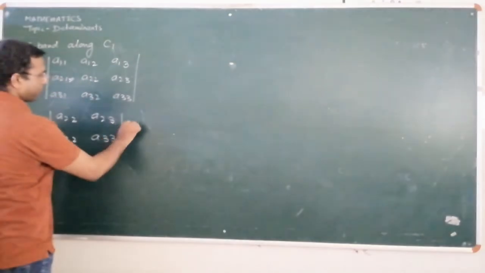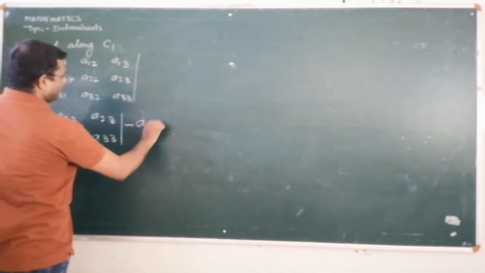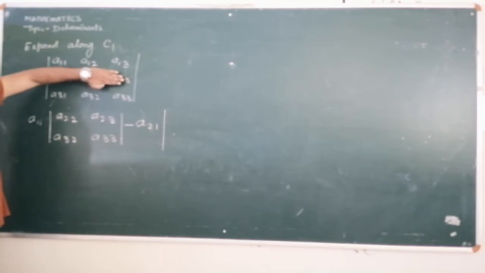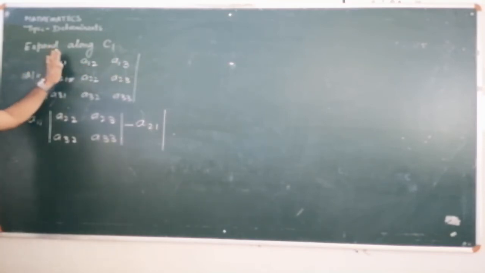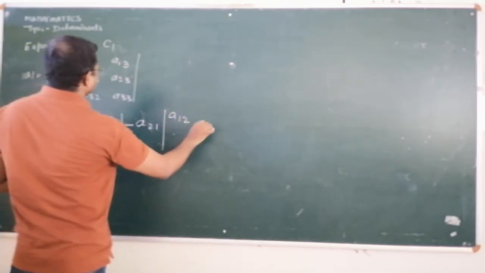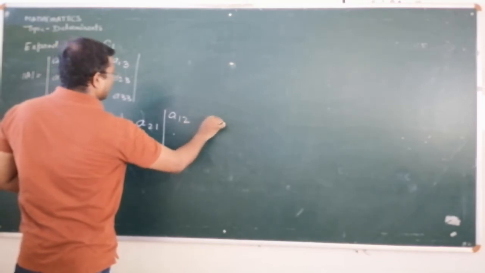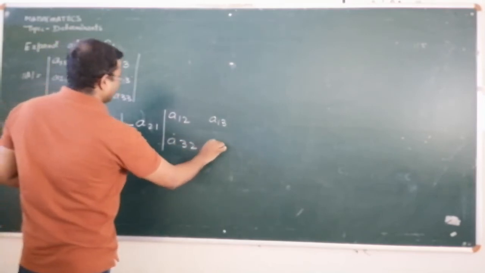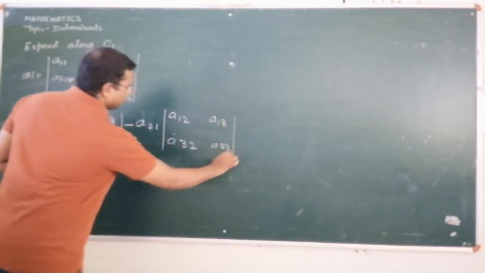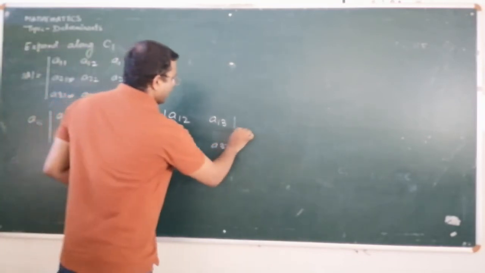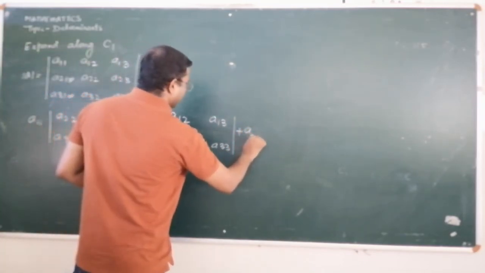This element you will write with a negative sign, A21. And if you hide the second row and the first column, then the remaining elements you will write in this determinant: A12, A13, A32 and A33. These elements. Then similarly you will come to the third element. So here you will write now plus A31.